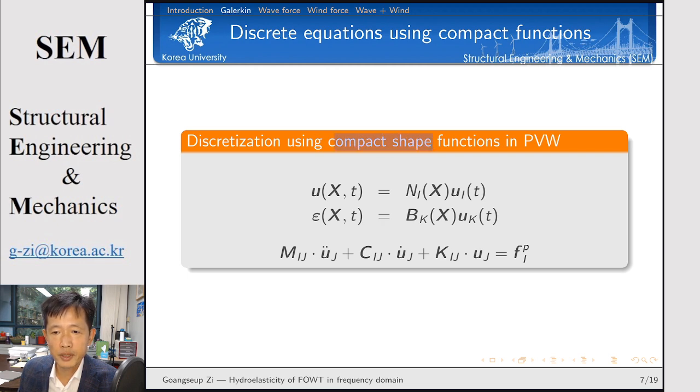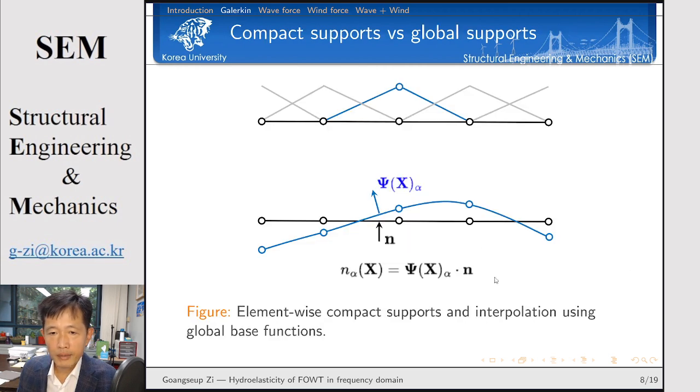The compact shape function means the shape function or interpolation functions are defined within elements. Rather than these compact shape functions, we can consider the global shape functions. Here, the above figure is an example of compact shape function. In the case of compact shape functions, the shape function is non-zero only in associated elements, otherwise it is equal to 0. That's why we call them compact shape functions.